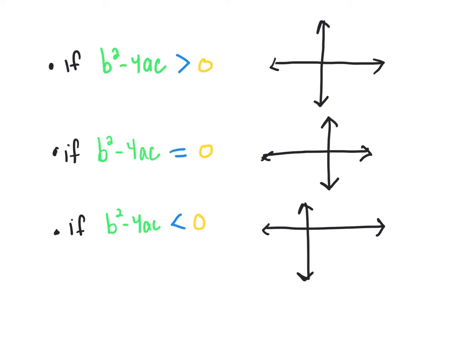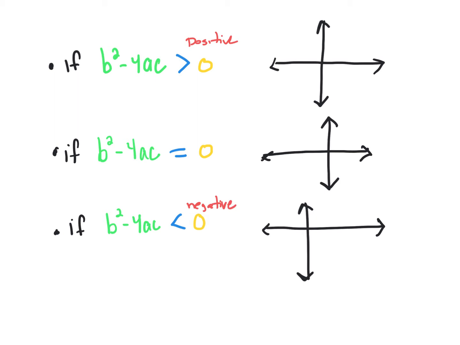It could either be a number that's greater than 0, in other words, a positive number. It could be equal to 0. Or it could be less than 0. And by less than 0, we are saying that that is a negative number.